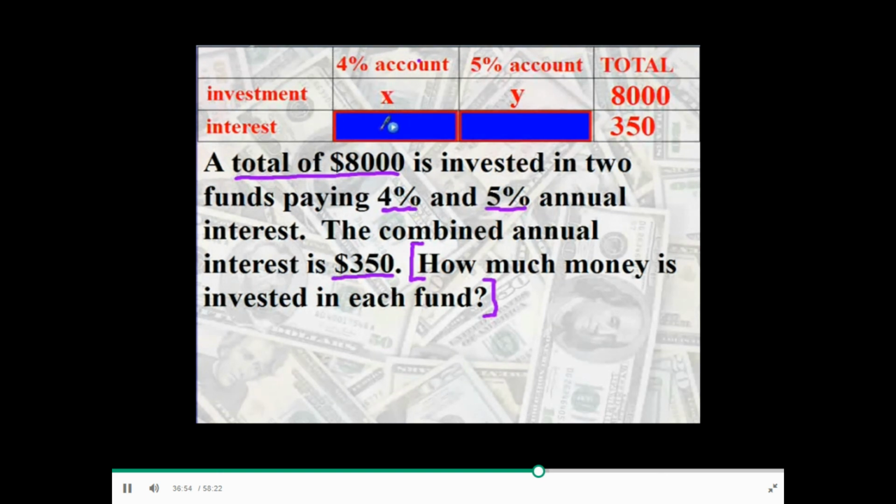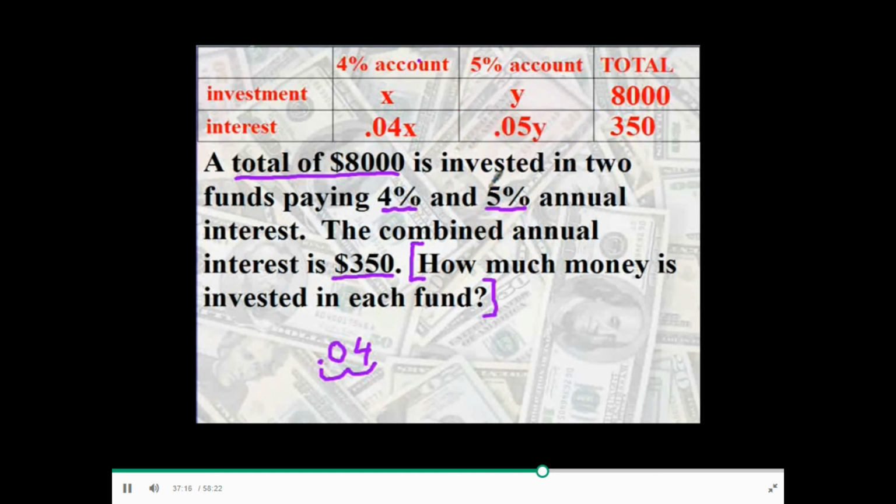So, don't put 0.4, that's a common silly mistake. 4%, if we move the decimal over twice, is not 0.4, it is 0.04. So right here you should have 0.04x. And then I'm going to take 5% times y, so you guessed it, this would be 0.05y. If I add my money from the 4% investment plus the money from the 5% investment, that's going to give me $8,000. If I add my interest from the 4% investment to my interest from the 5% investment, that's going to give me $350.